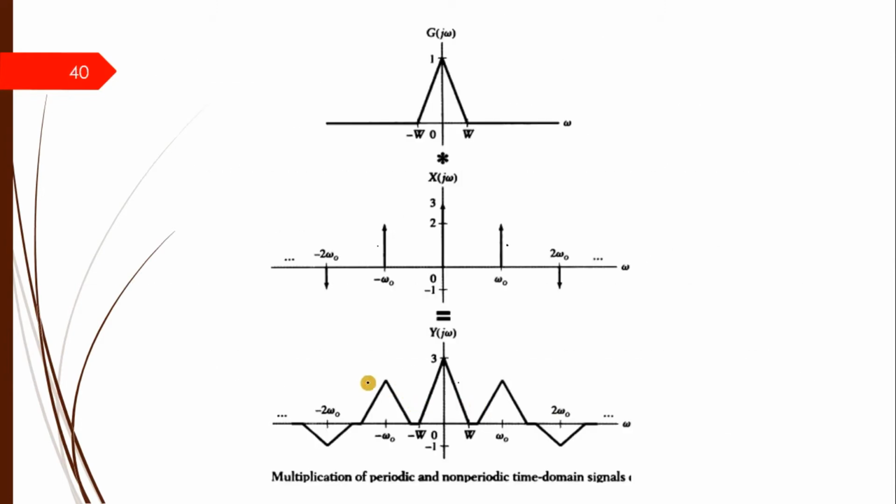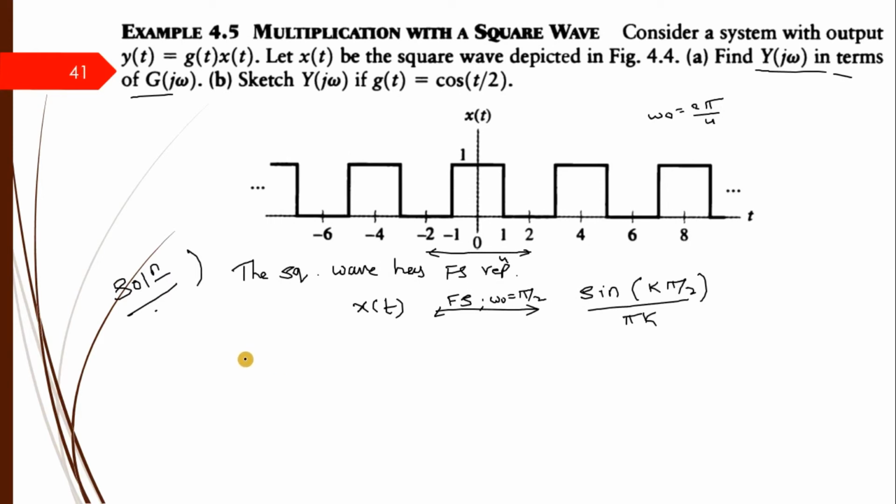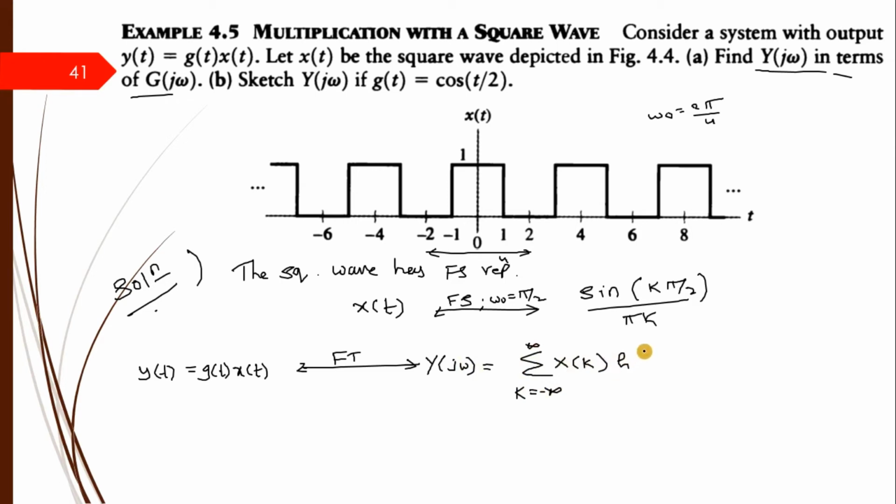I use this equation. So this equation states that y of t is equal to g of t x of t. If it is multiplied in the time domain, then when I take its FT, we have derived it as summation k is equal to minus infinity to plus infinity x of k G, capital G, j of omega minus k omega naught, in double brackets. So this is a relation we have extracted from the previous relation.